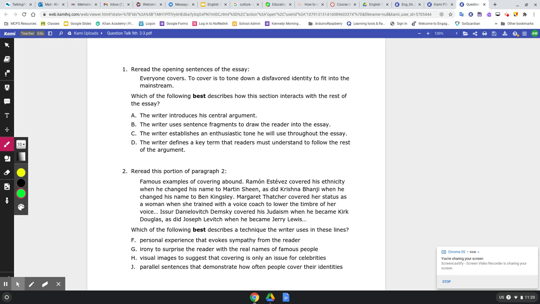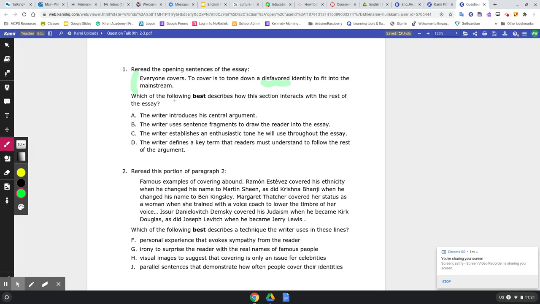Everyone covers. To cover is to tone down a disfavored identity to fit into the mainstream. So what's nice about this question is I only have to look at this and focus on one sentence. Disfavored seems like an important word. Okay, that means dis is a prefix for not, so not favored. Okay, I think I understand.